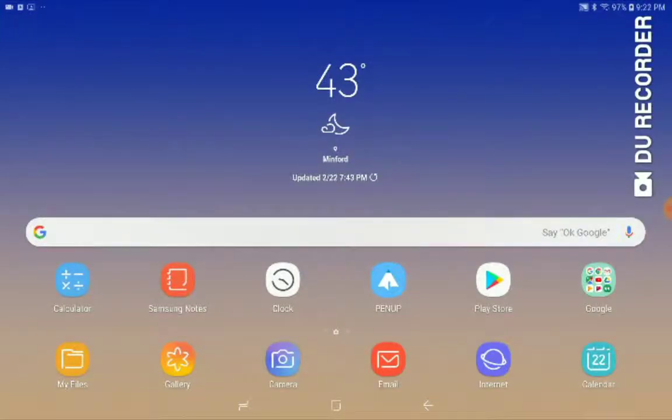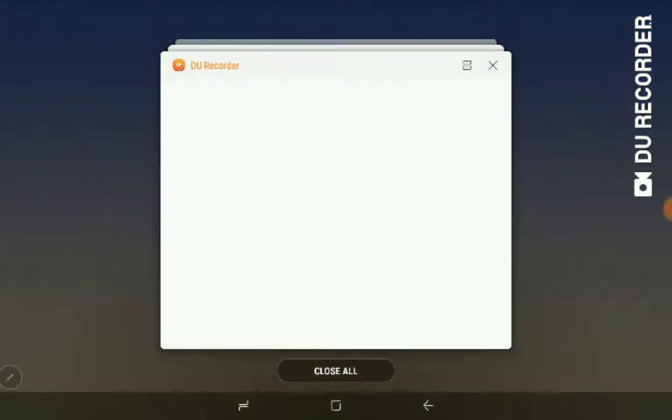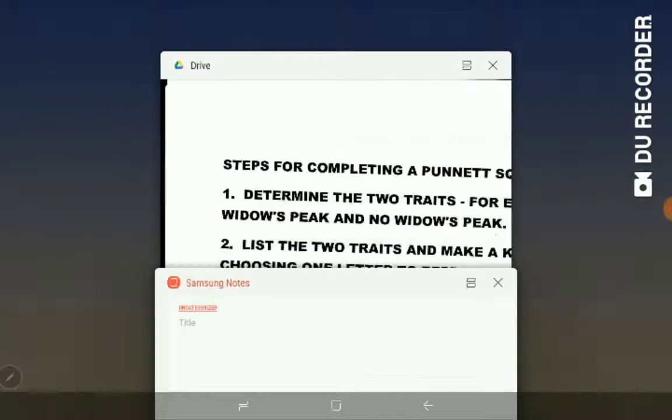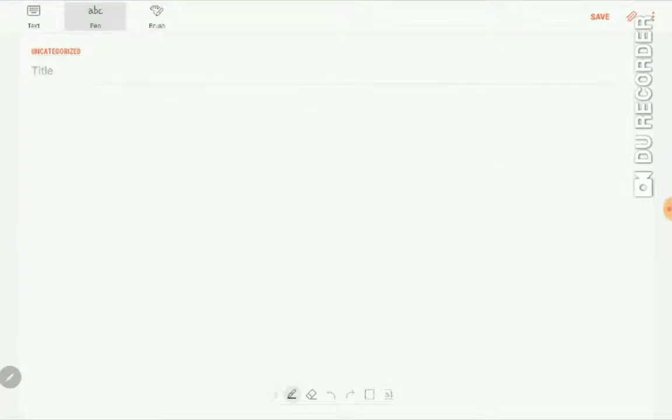Good afternoon. So what I want to show you right now is how you can complete Punnett squares. Punnett squares sometimes tend to be a little bit difficult for some students. So I'm going to give you a problem.